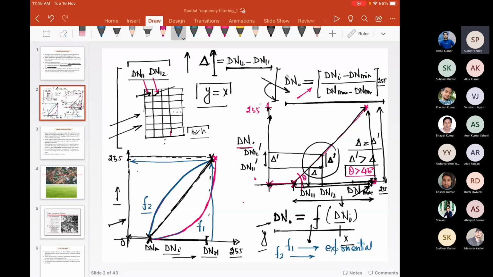Sir, asymptotic to the negative y-axis and going forward in concave downward direction in positive y-axis. Okay, like the F1 is exponential, and I talk about F2. What will be the nature of F2? It will be logarithmic. It will be a log function.